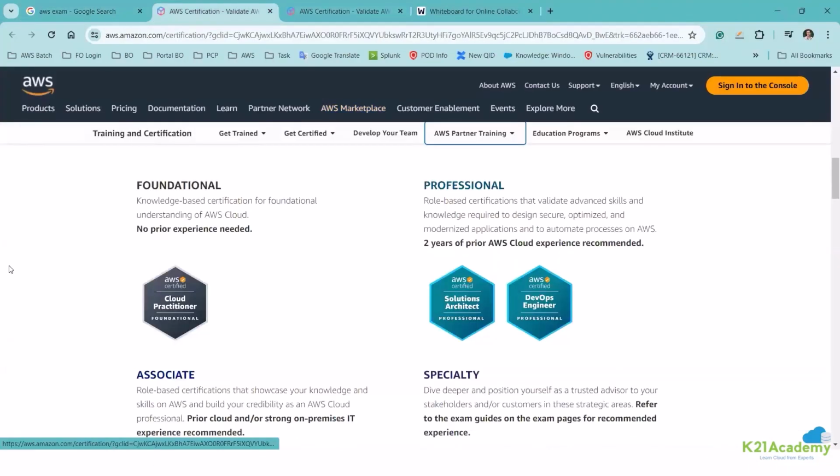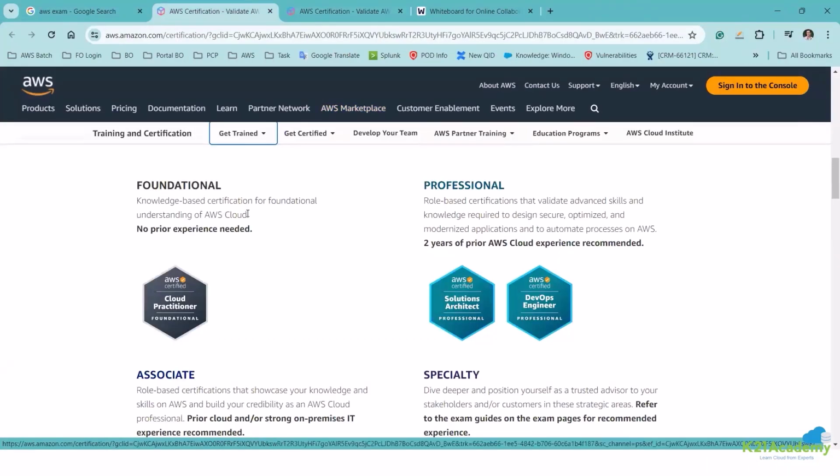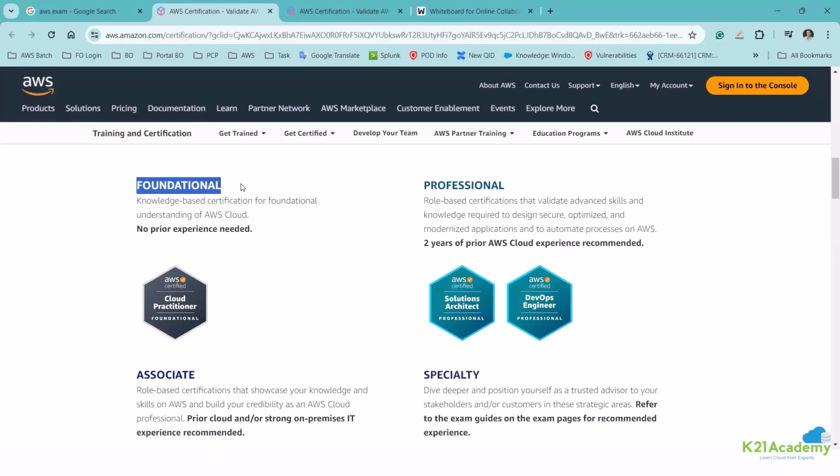Now, first, let's understand what exactly the AWS offering is. First, I'll start with the foundational. AWS has 4 categories of certification. The first one is foundational. George, FBA means the feature, benefit, and advantage of the cloud or the AWS.